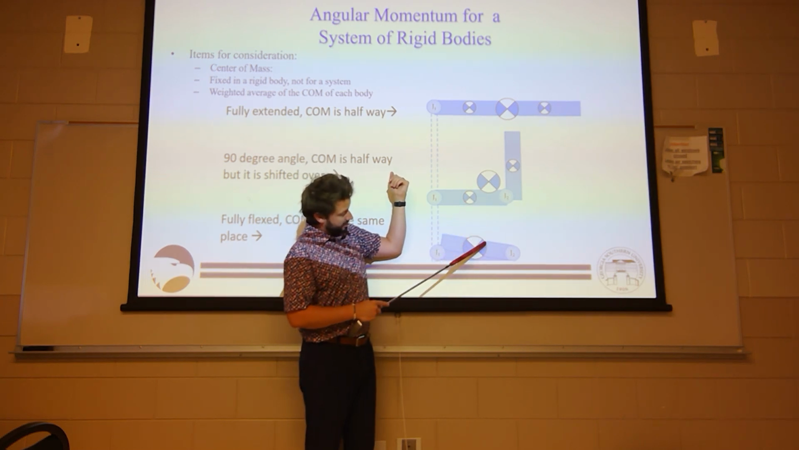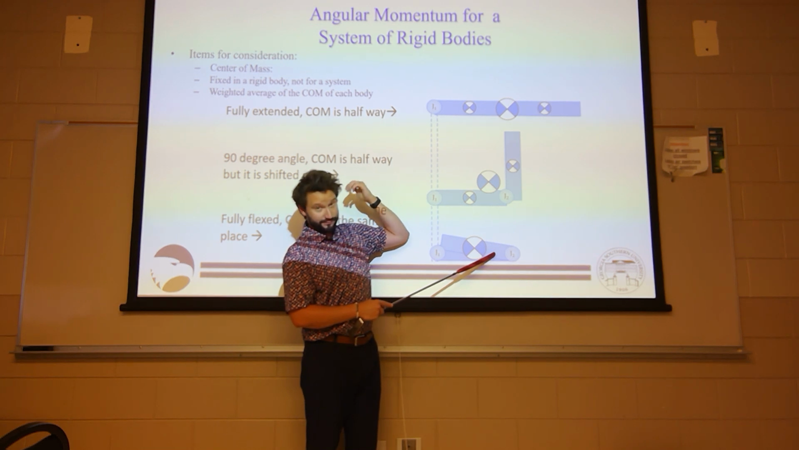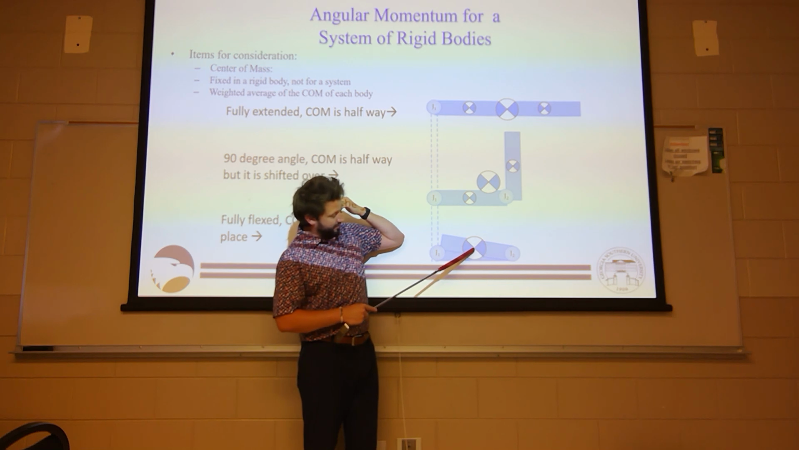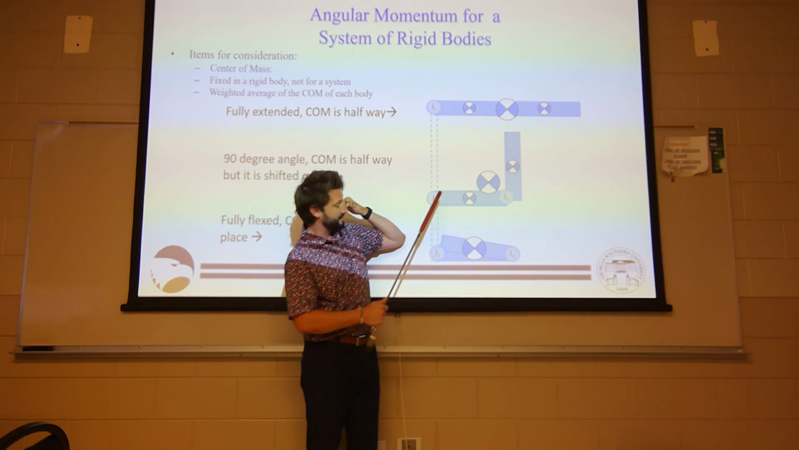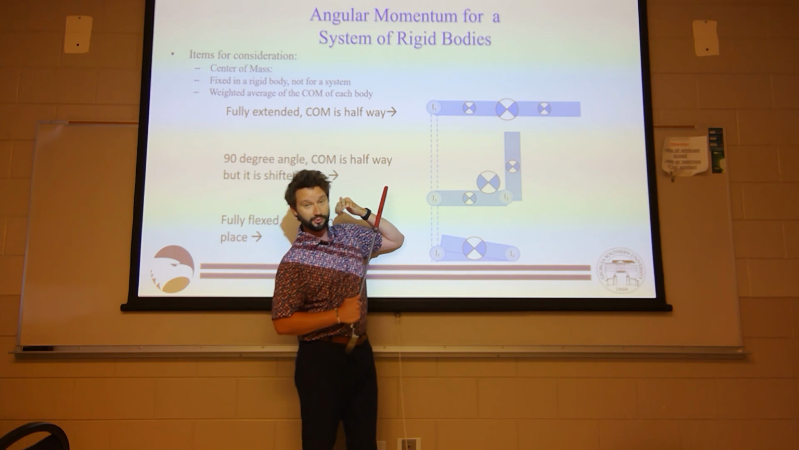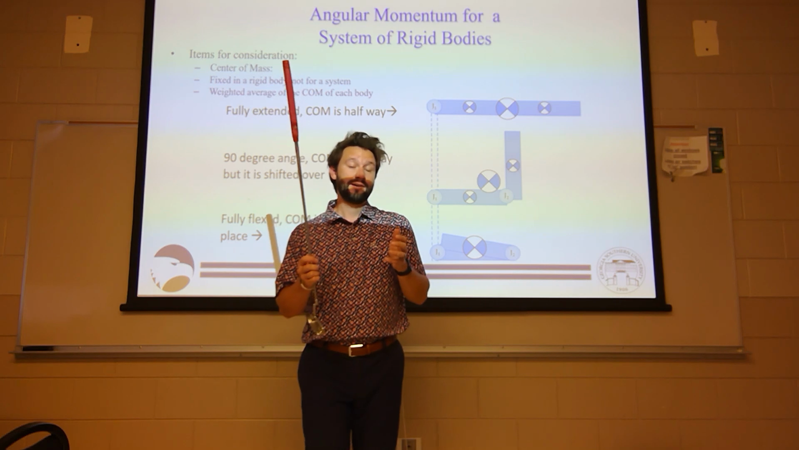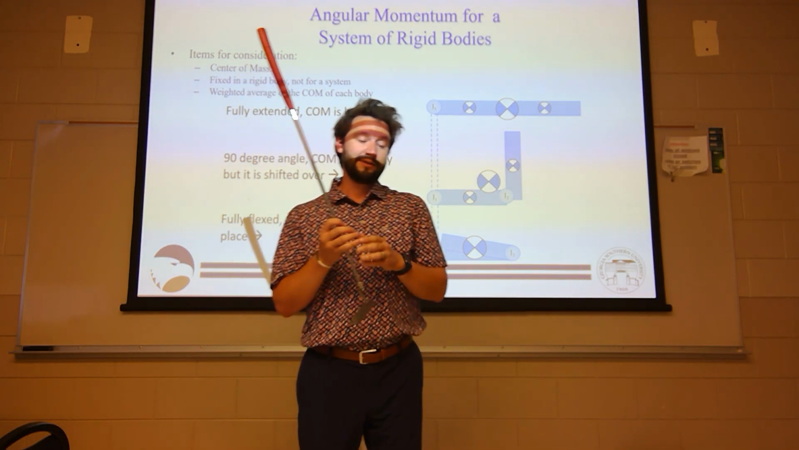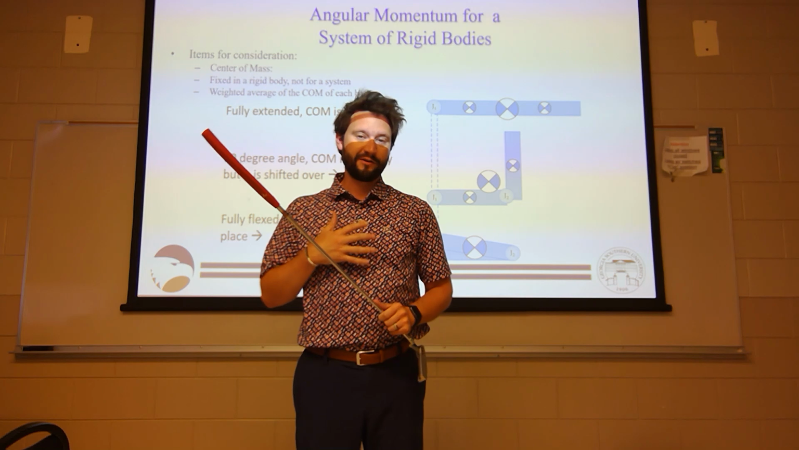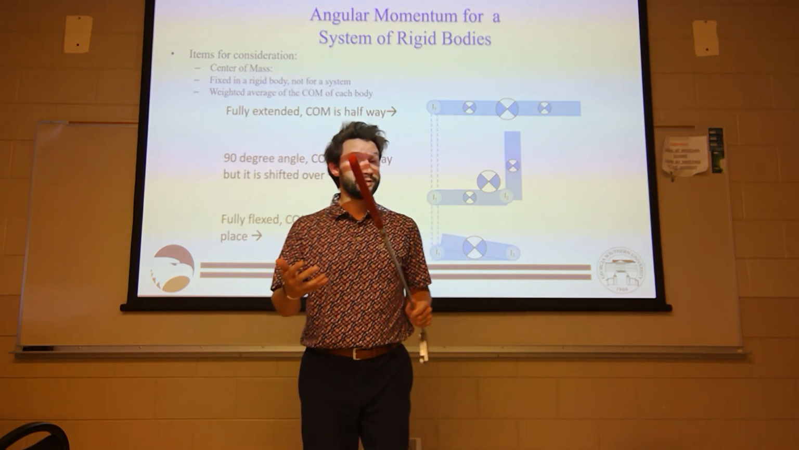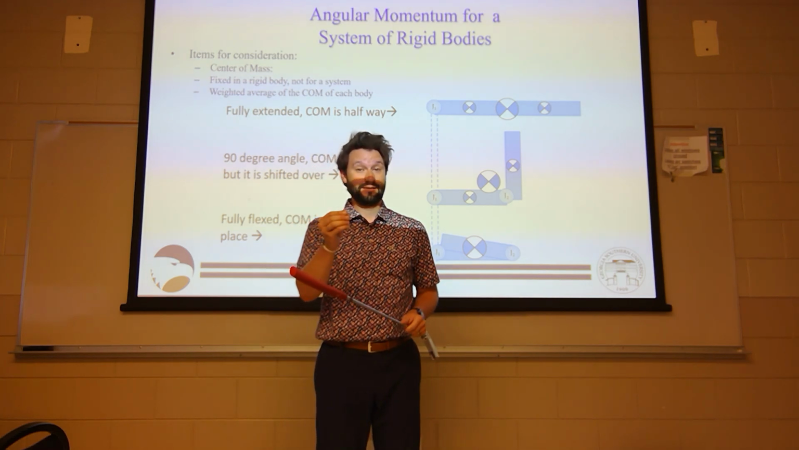As I go to position 3 and flex fully up, this shifts even closer because I've now brought all of this mass closer to that shoulder joint. Okay. And so that's important because what that tells us is that while we may not be able to manipulate the center of mass of an individual segment, when we take a collective average of segments, we can.